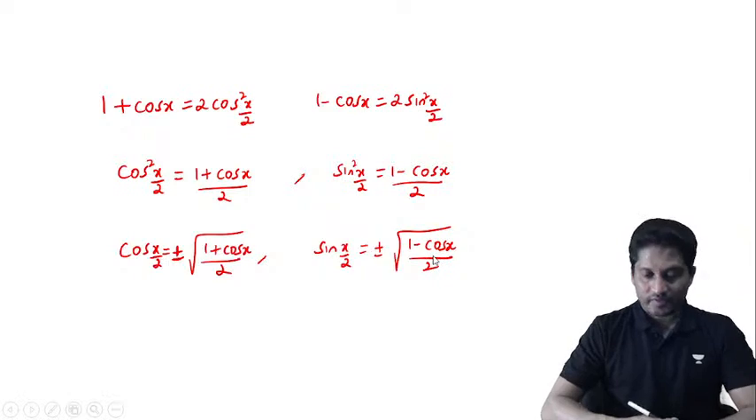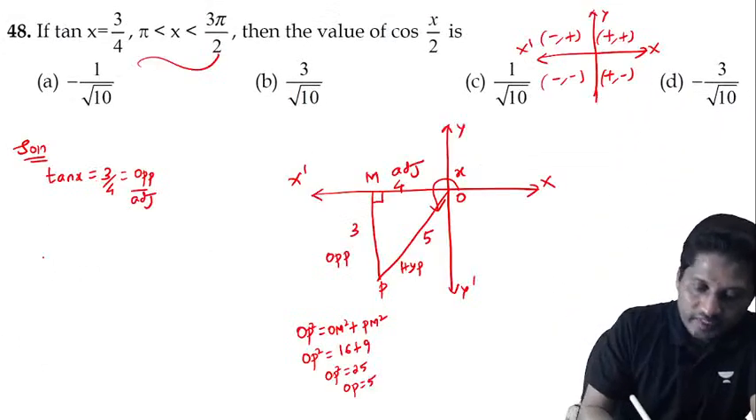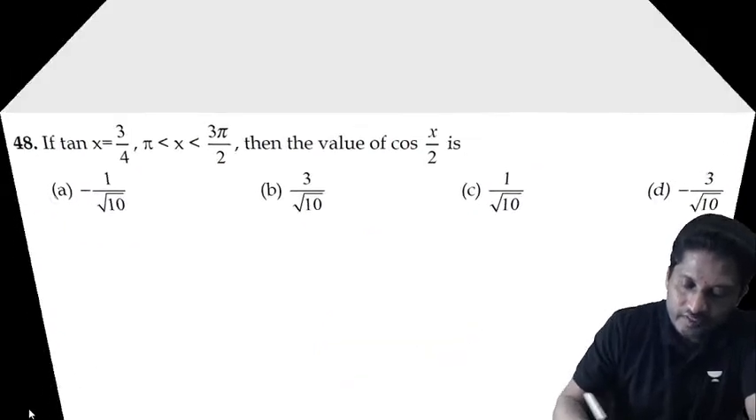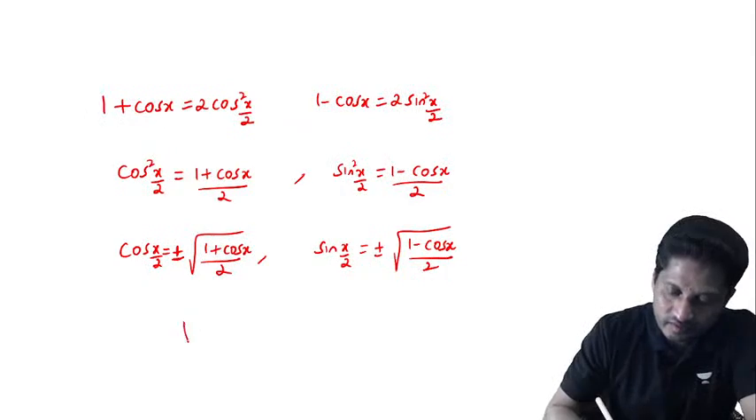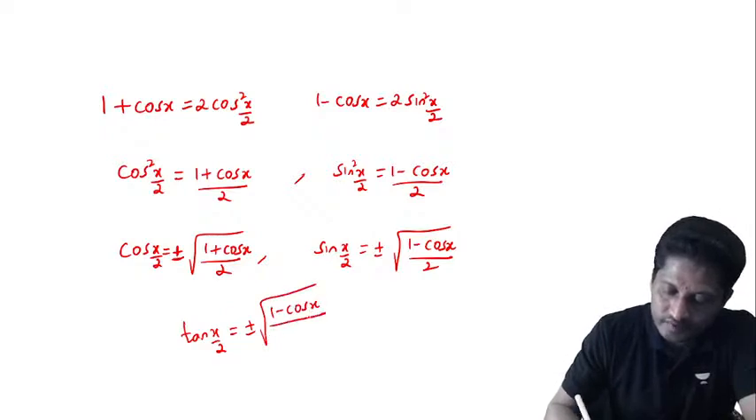Right, now if I use this formula, guys, I am getting cos x by 2. Same thing, if I divide these two, you get tan x by 2 is equal to plus minus root of 1 minus cos x upon 1 plus cos x.